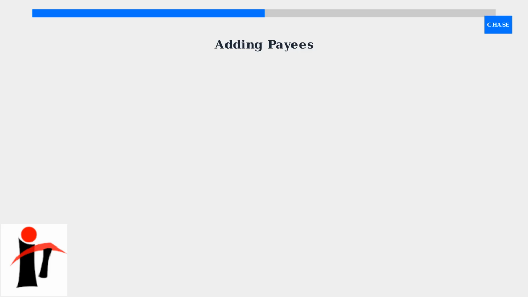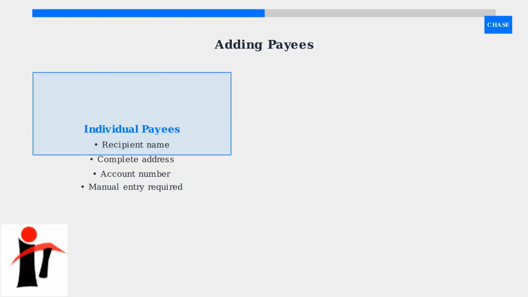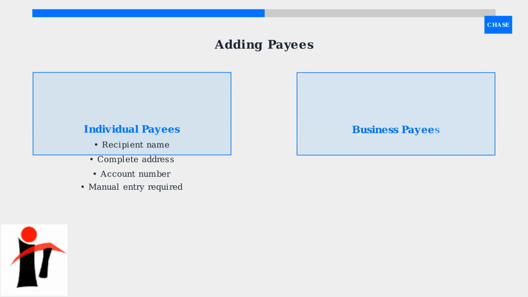There are two main types of payees you can add. For individual payees like landlords or service providers, you'll need to manually enter the recipient's name, complete address, and account number. This information ensures your payment reaches the correct destination. For business payees like utilities, credit cards, and major retailers, Chase maintains a database of over 100,000 preloaded merchants. Simply search for the company name and Chase will autofill the payment details.